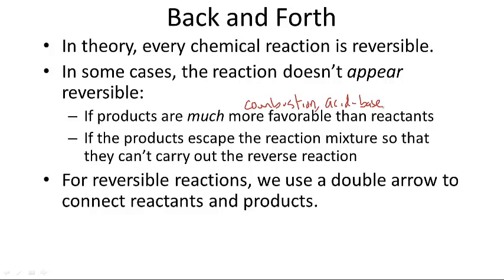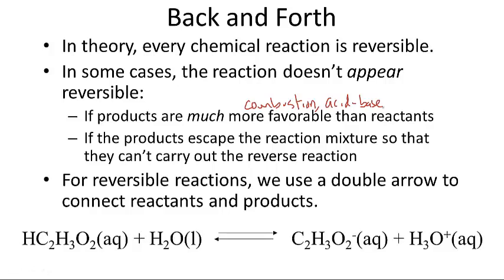So for reversible reactions, we use a double arrow to connect reactants and products. This is what's on your sheet right here. This should look a little familiar from the last test. We have acetic acid, right? Stuck together because it's a weak acid. So we have acetic acid reacting with water, and it makes the hydronium ion. This is what makes something acidic. Plus the acetate ion. So that's happening. That's going back and forth. These two things are reacting to make my products. Your products are reacting to make your reactants.